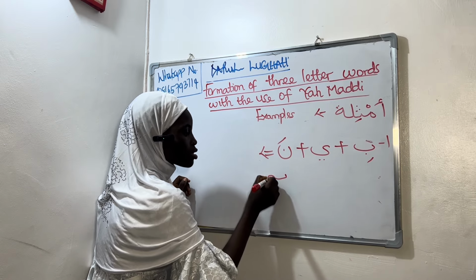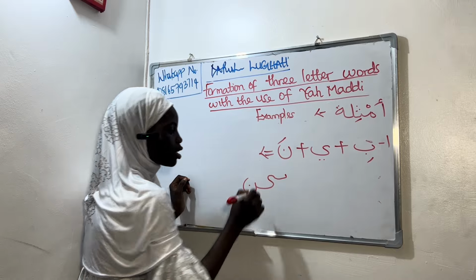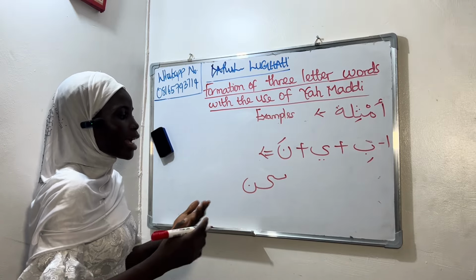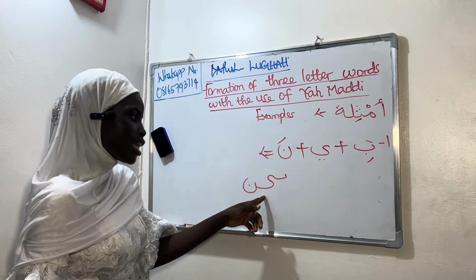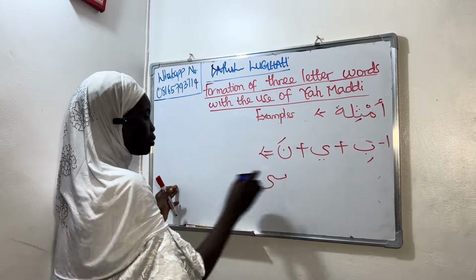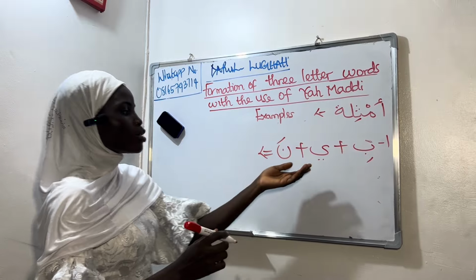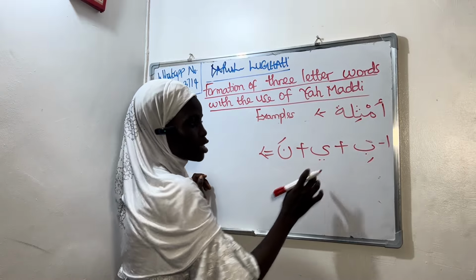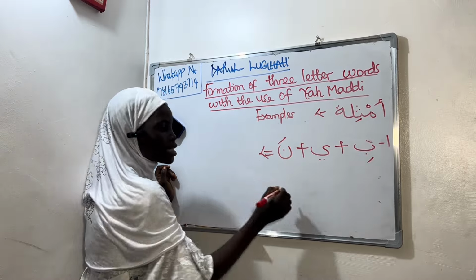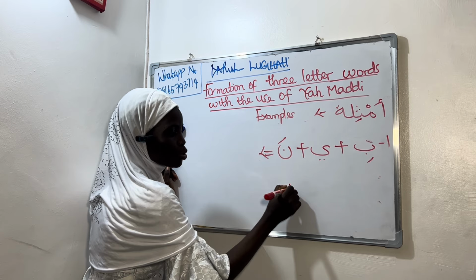If I try it like this, does this make any sense? It does not make any sense. You cannot join words like this. It looks like a snail. That is why using this small letter for Yā Maddī is required here. Now this is the small letter, just like ba with two dots under.